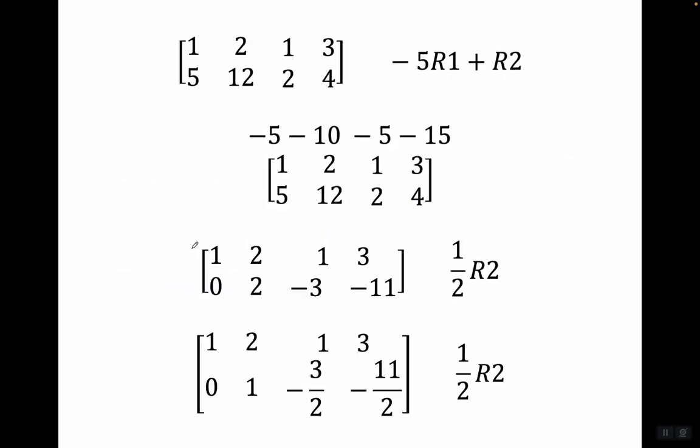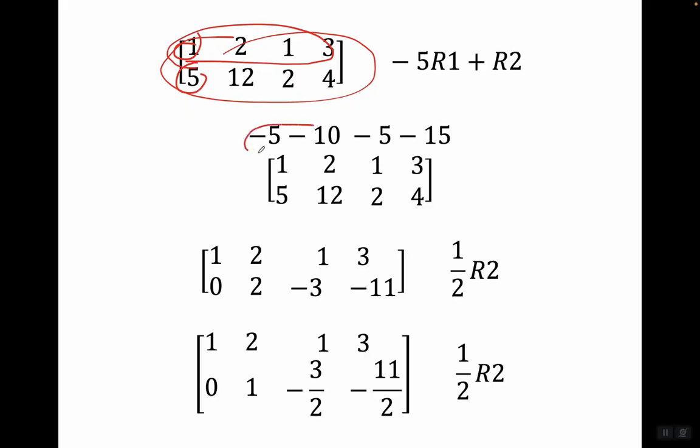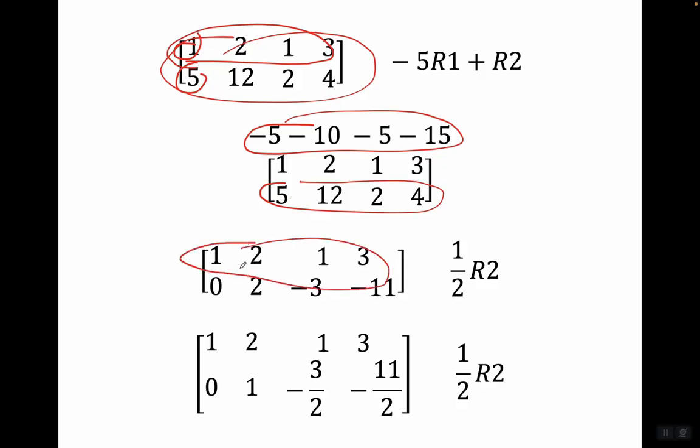So this is our matrix, okay? 1, 2, 1, 3, 5, 12, 2, 4. Elementary row operations, first we're going to use this 1 to kill off this 5. So negative 5 times row 1 added to row 2. Here's negative 5 times row 1, add that to row 2, and here's what we end up with. So first row is still the same. That's still 1, 2, 1, 3.